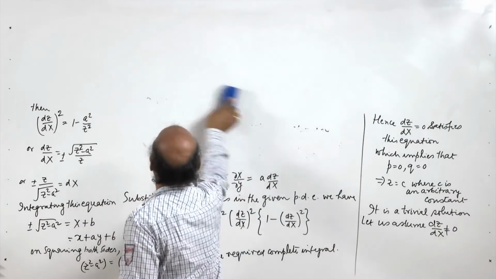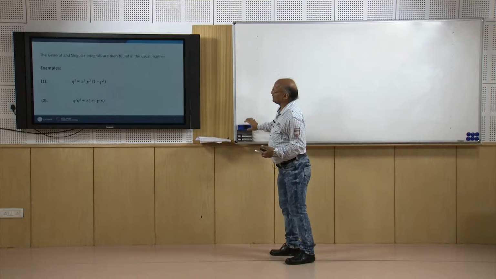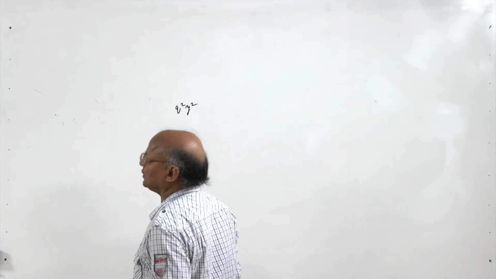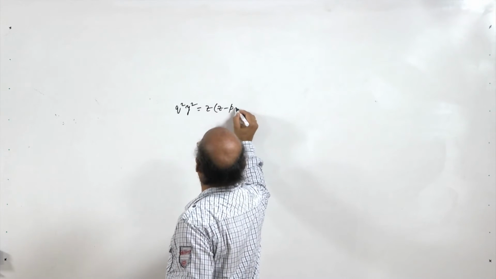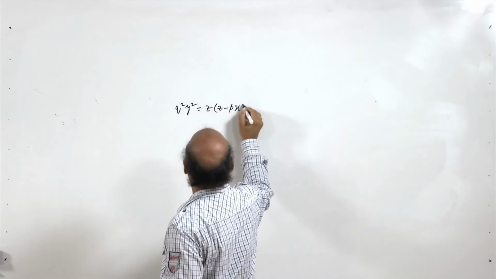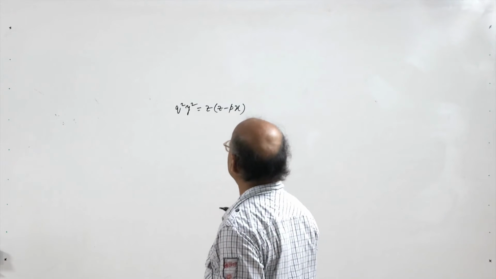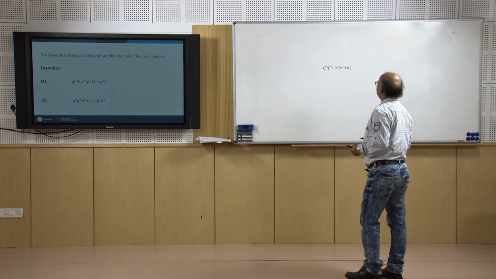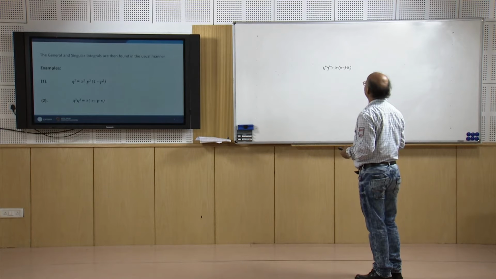Now let us go to the next problem. The next problem is q square equal to z into z minus px. Now this equation is not in the standard form, that is type 2, because here the independent variables x and y are also occurring. So we will have to make a substitution in order to reduce this equation to the standard form.